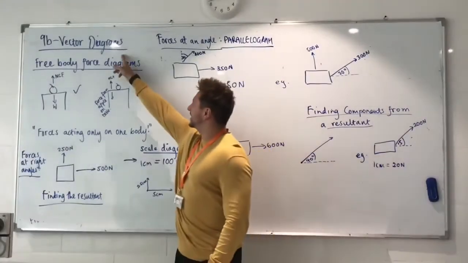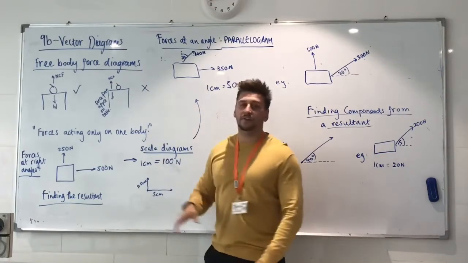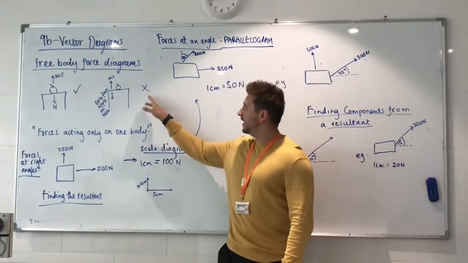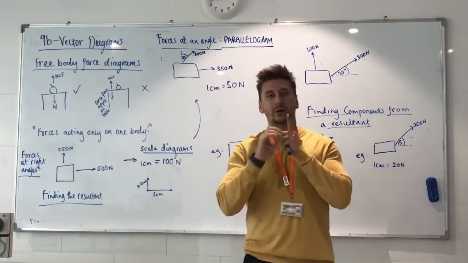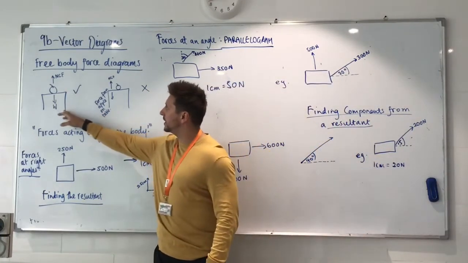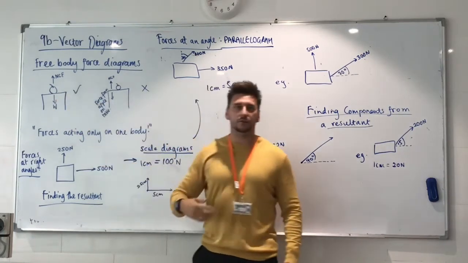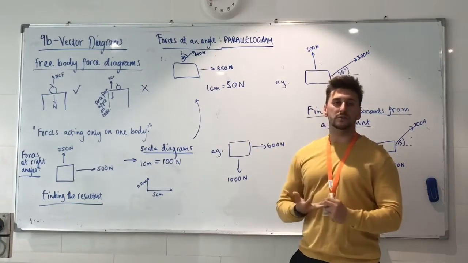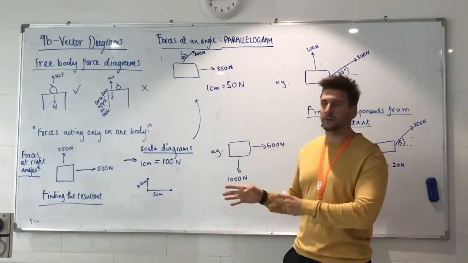Okay, 9b vector diagrams. The first thing that you have to be able to do or identify is what's called a free body force diagram. By definition, a free body force diagram is a diagram that only has the forces acting on one object. For example, if you have an apple on the table, then you might draw the weight of the apple down and the normal contact force upwards, which is the force from the table on the apple. Both of those forces are forces on the apple only. So that is a free body force diagram.